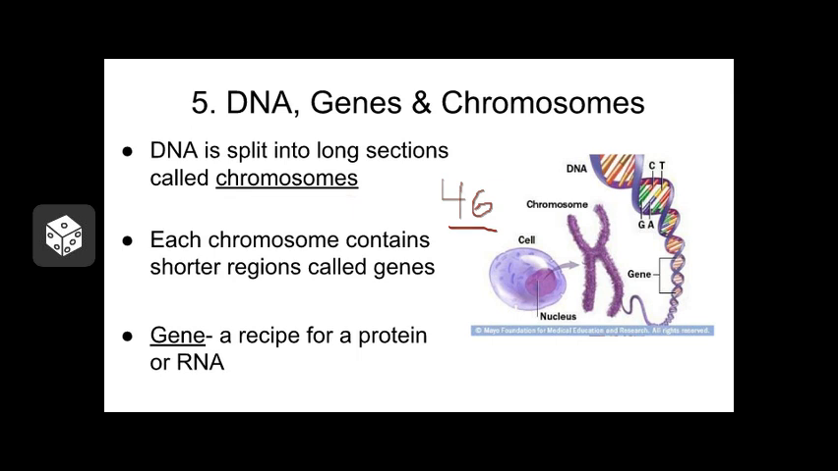Different organisms have different numbers of chromosomes. Now on those chromosomes, I'm going to find the individual recipes for making specific proteins or RNAs. We call those specific recipes genes. So a chromosome really consists of a bunch of genes that are strung together with some other little segments of DNA in between, which we'll talk about in a later chapter.